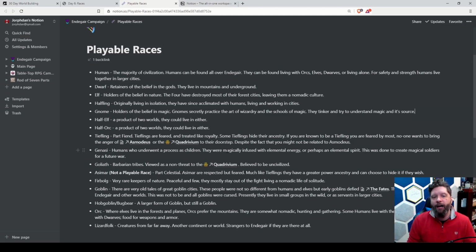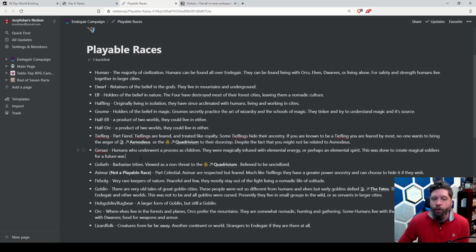So Asmodeus, or the Quadrivium, which are the people that kind of worship these Endegar greater powers, such as a Fiendish Pact, or the various pacts that warlocks can get to. So the various powerful creatures that you can make a pact with to gain magic. This could be Fae, this could be a lot of different things. So they are scared of you in a way, but there's a lot of respect too. And that is despite the fact that you may or may not be related to Asmodeus or something. It could just be a random pit fiend or something like that.